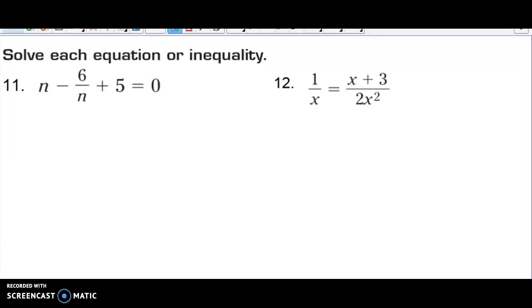All right, solve each equation or inequality. I think on your paper, one of these is an inequality. I got to go change it because it wasn't like that before. All right, here we go. So we're going to go ahead and solve this.